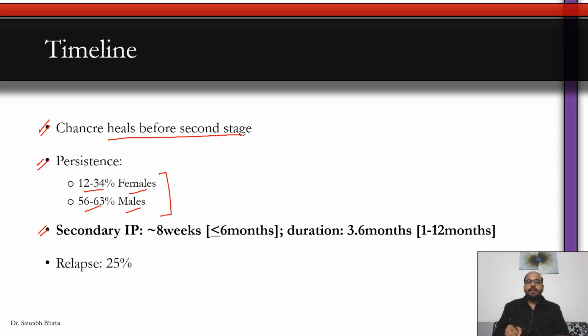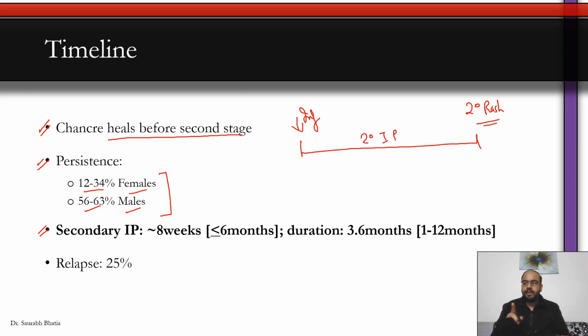The secondary incubation period is the period between the infection and the secondary rash, or the rash of secondary syphilis. The primary incubation period is between the infection and the primary chancre. The secondary incubation period is roughly about 8 weeks, but is always less than or equal to 6 months. The average duration is about 3.6 months, but it can last up to a year. Okay, and this is the duration of secondary syphilis.